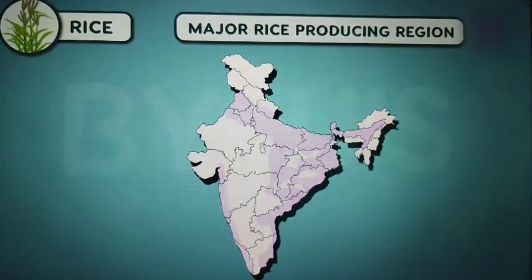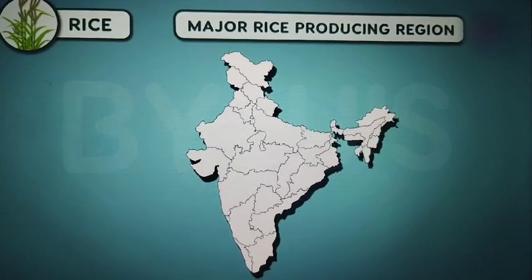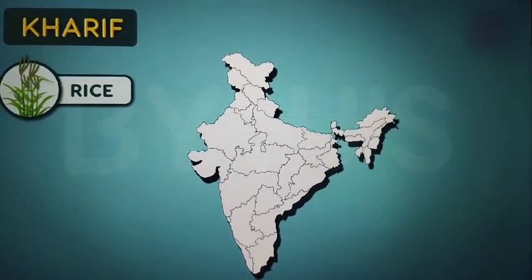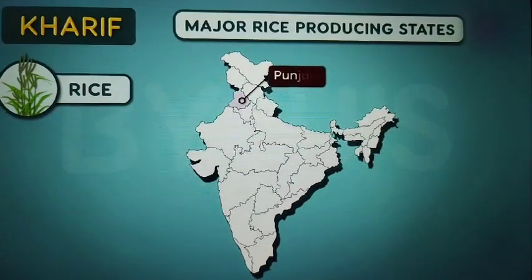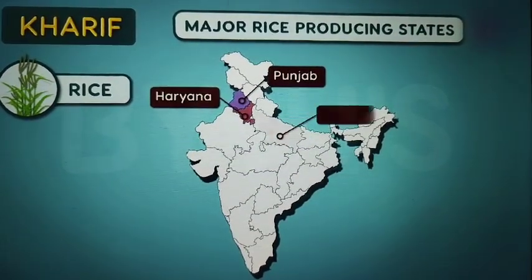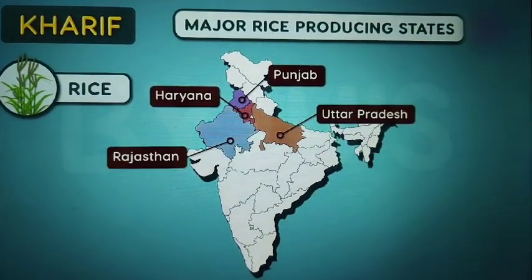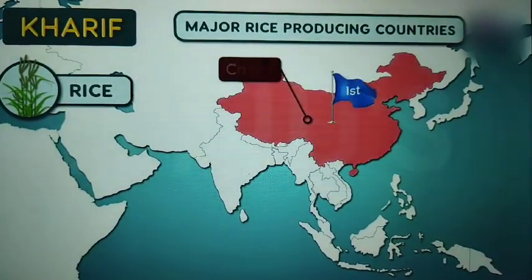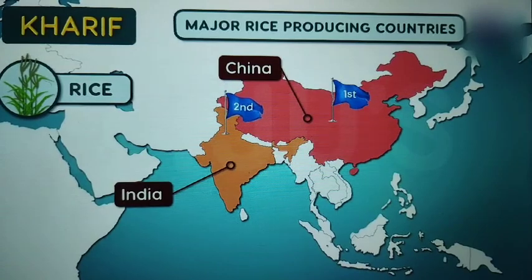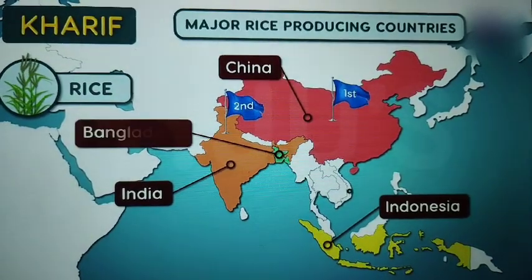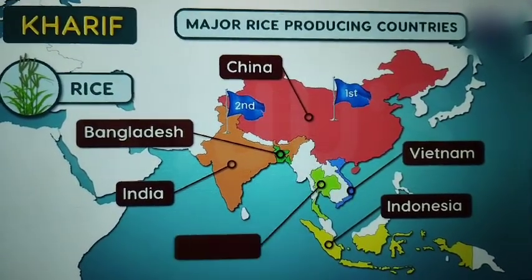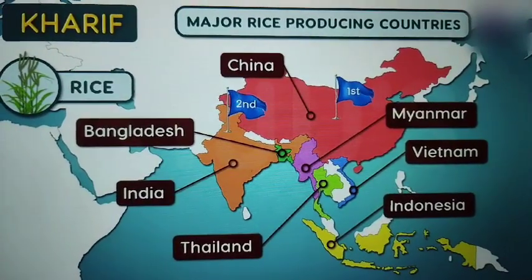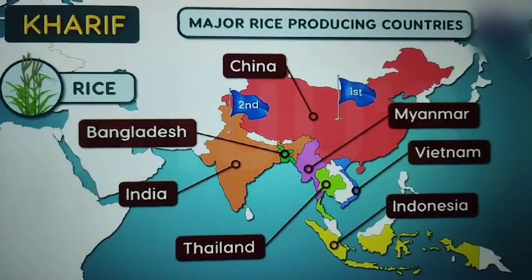Development of irrigation facilities has helped cultivation of rice during the Kharif season in the northern states of Punjab, Haryana, Uttar Pradesh, and parts of Rajasthan. The leading producer of rice is China. India is second. Indonesia, Bangladesh, Vietnam, Thailand, and Myanmar are other major producers of rice.